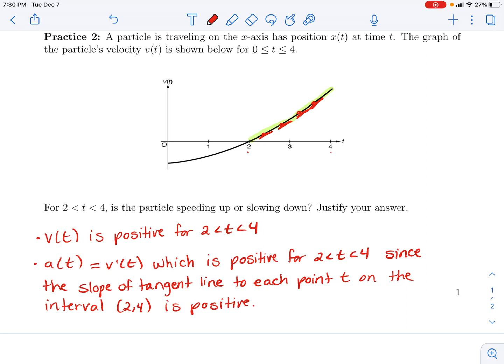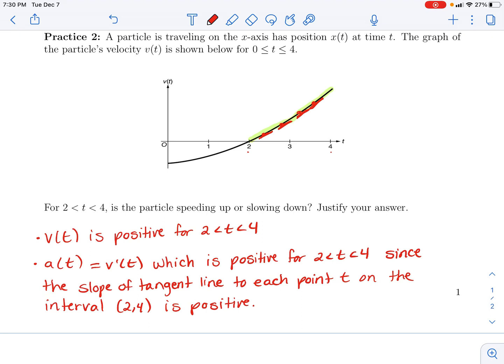Right, so the slope of the tangent line to each of those points that I was drawing there is positive, which means that the derivative at each of those points is positive. And so that means, therefore, that the acceleration would be positive from 2 to 4.